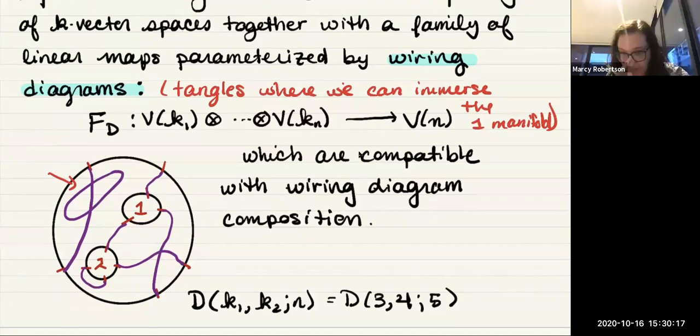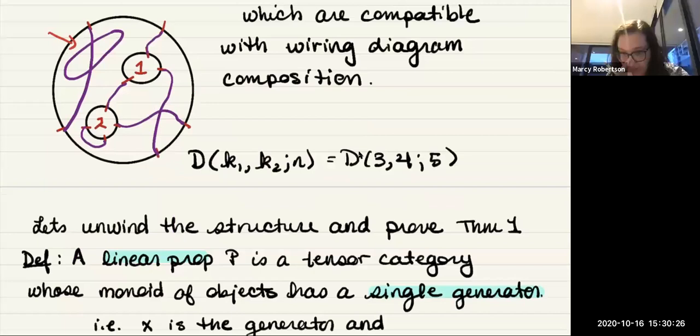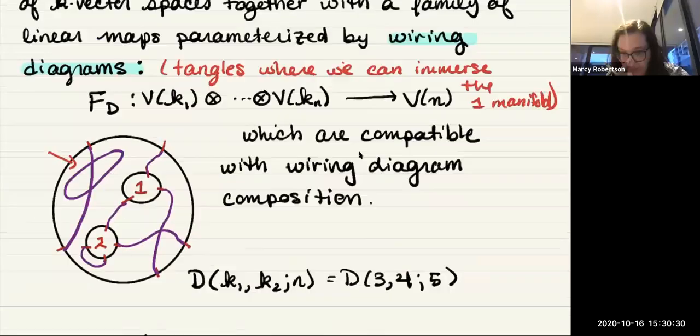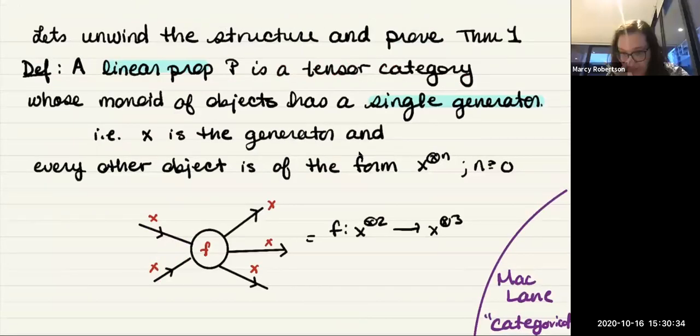Okay, so I want to give you a definition. So this is a linear prop. So now I want to talk about categories. So this is a tensor category. So I have a symmetric monoidal structure on a category whose monoid of objects is a single generator. All right, what does that mean? Doesn't mean anything fancy at all.